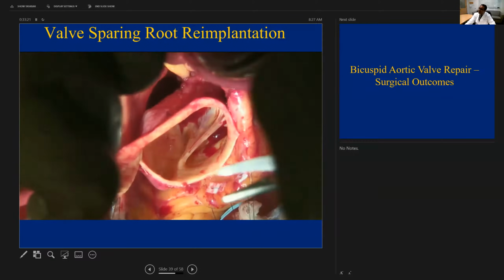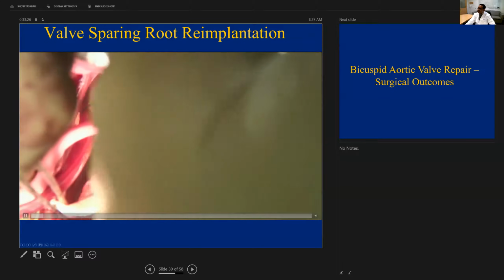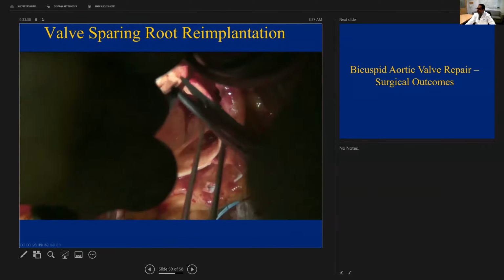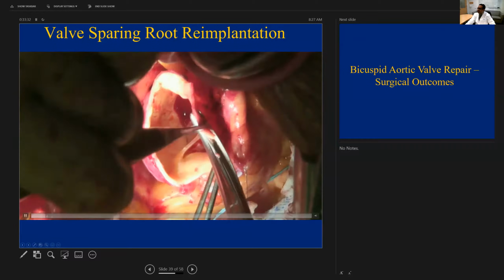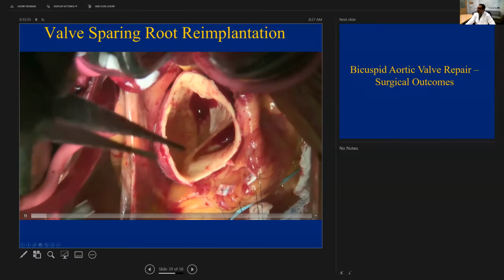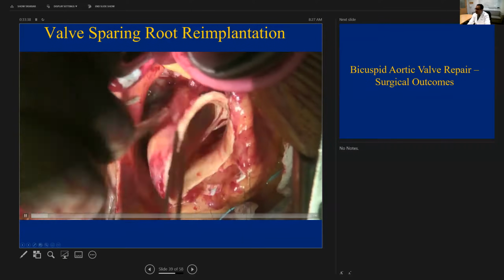So here you can see this is a bicuspid aortic root that's aneurysmal. Once again, to orient everybody, to the left is the right atrium. The heart's right here. There's the right heart, and we're looking at the aortic root. So this is the non-conjoint cusp, and there's the conjoint cusp of the bicuspid valve.